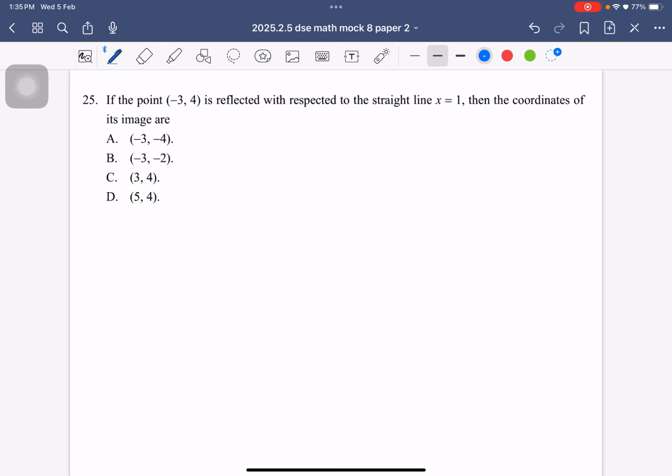So question 25. If the point negative 3, 4 is reflected with respect to the straight line x equal to 1, try to draw it by yourself. How are you going to draw it? Locate the point first. Where is the point? Negative 3 and 4 is here. So this is negative 3, 4.